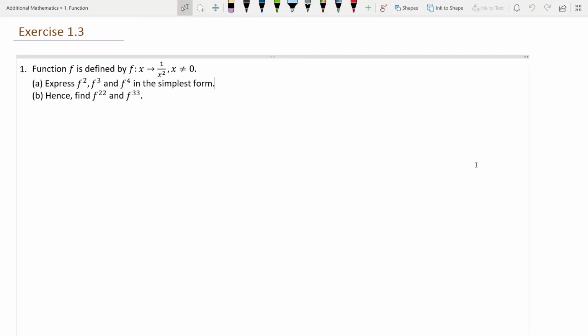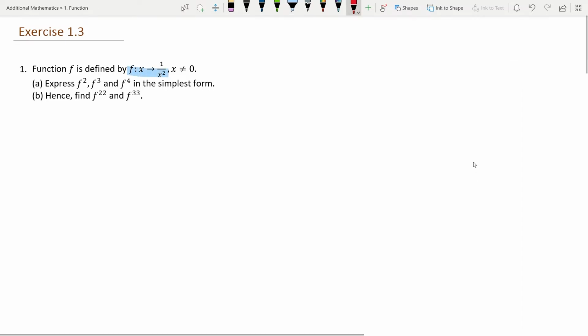Question 1. Function f is defined by f such that x is converted into 1 over x squared, where x is not equal to 0. We have f of x equals 1 over x squared. x is our variable. A. Express f2, f3, and f4 in the simplest form.